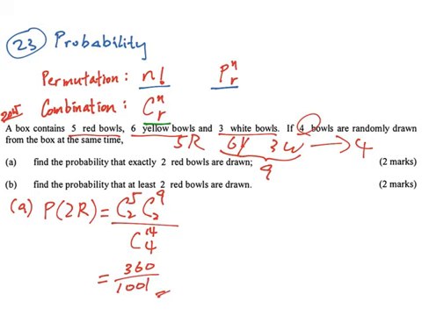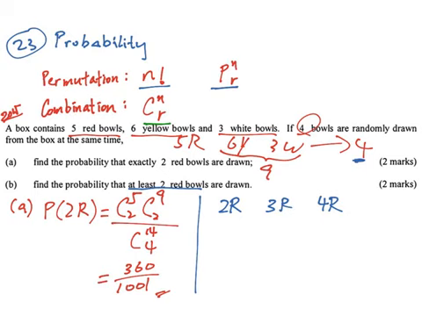After calculating, we get 360 over 1001. Next, part B. For part B, we need to find the probability of at least 2 red balls. At least means 2 or more. So let's consider some cases. 2 red, 3 red, or 4 red, because the maximum we select is 4, so we stop here.